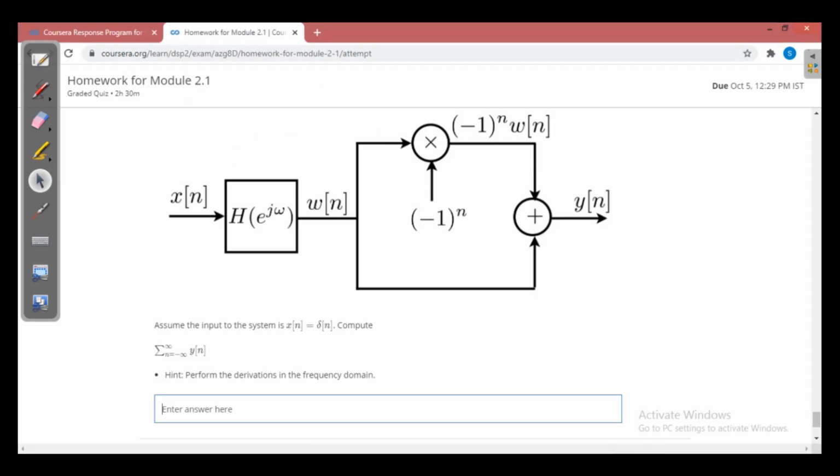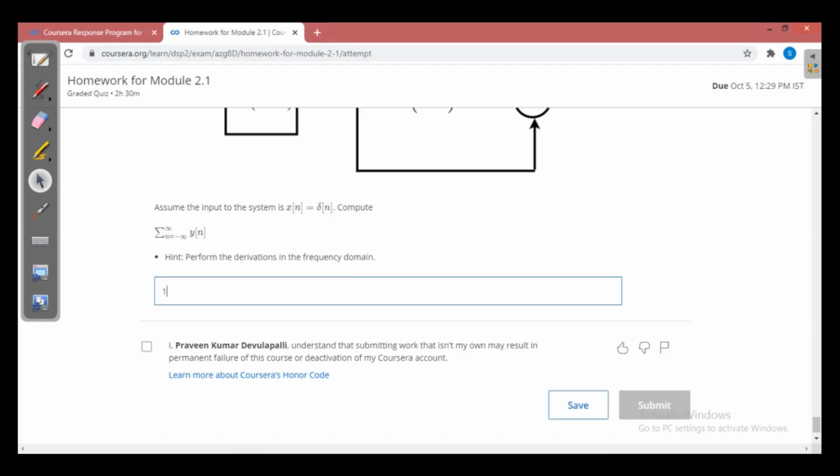Now from this, what is y[n]? Simply the impulse signal δ[n]. So the summation over n from minus infinity to plus infinity of y[n] is simply 1. Now I will see the results.